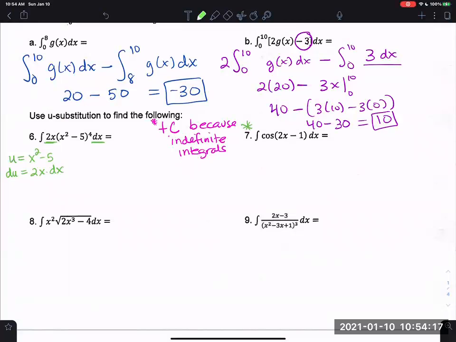2x dx, right in the problem. That means my entire 2x dx expression is going to come out and become a du entirely. Those two things are now coming out. My u expression is x squared minus 5, so this will come out and I will put a u in right there. So basically what I'm going to have is u to the 4th, and then for this entire 2x dx, it's replaced with du.